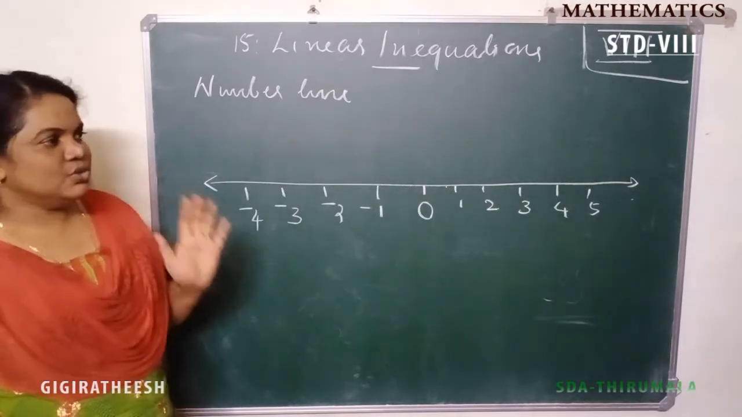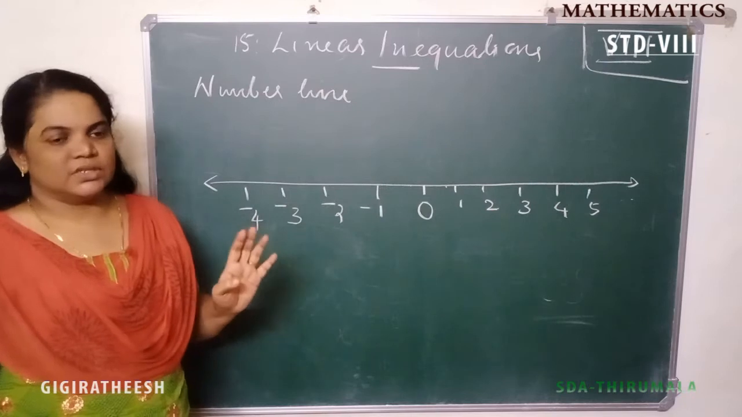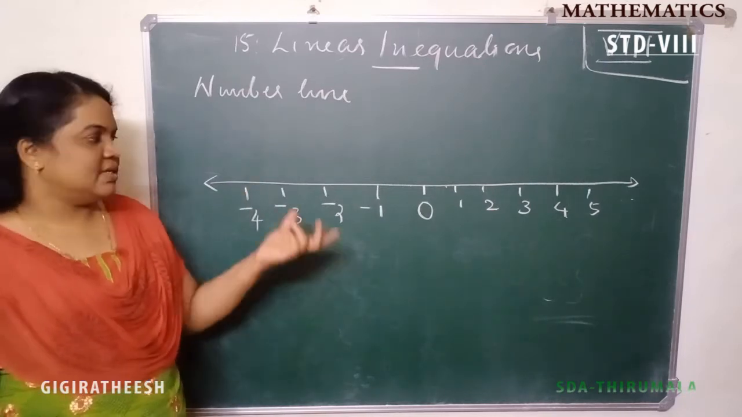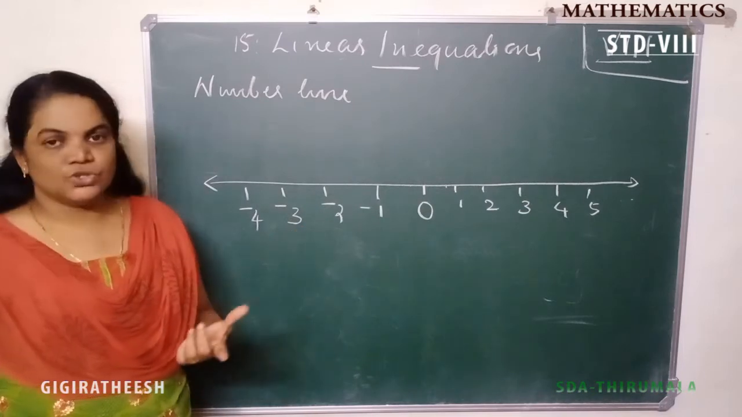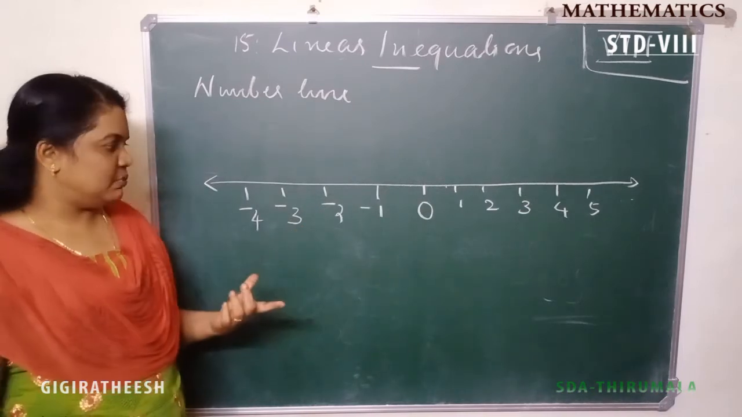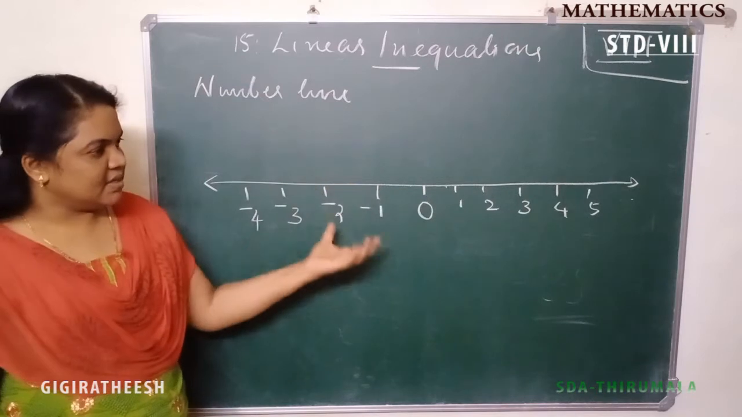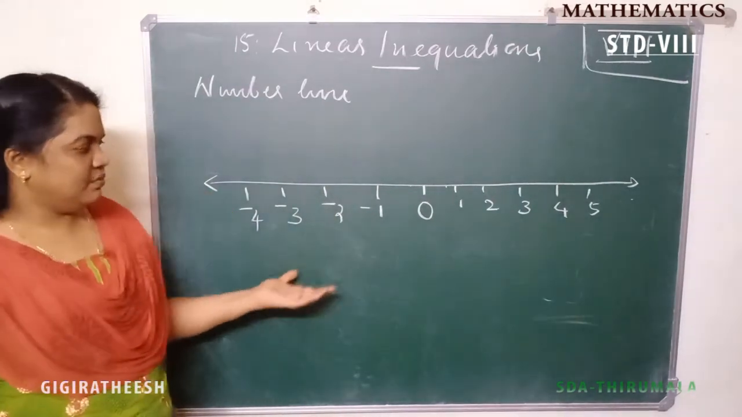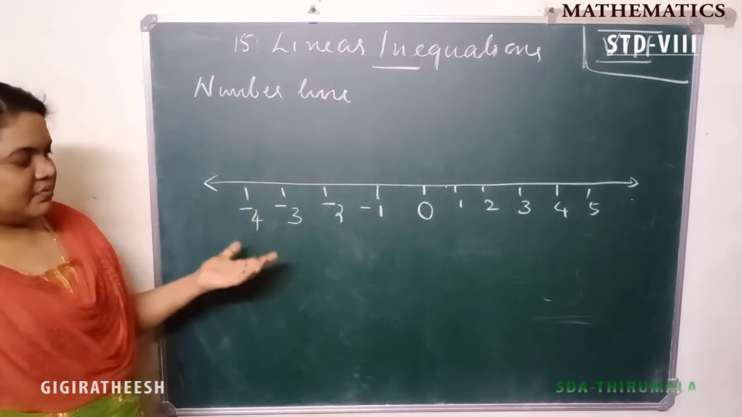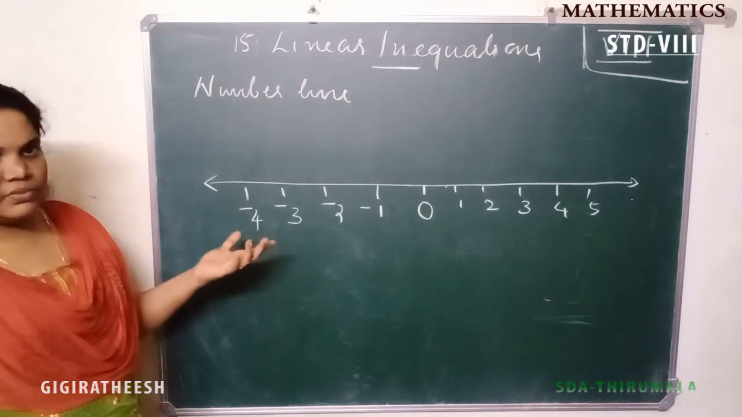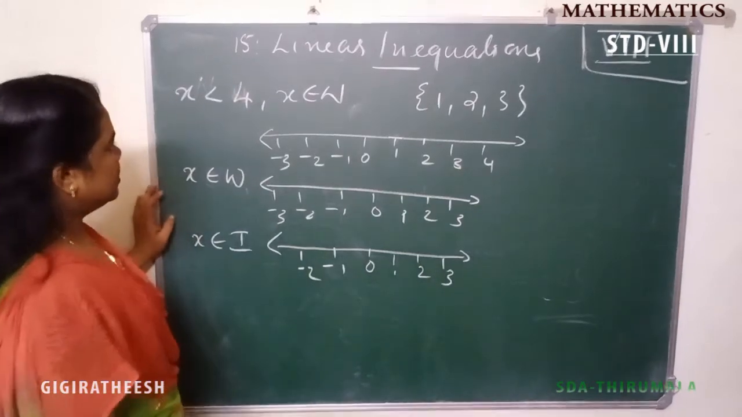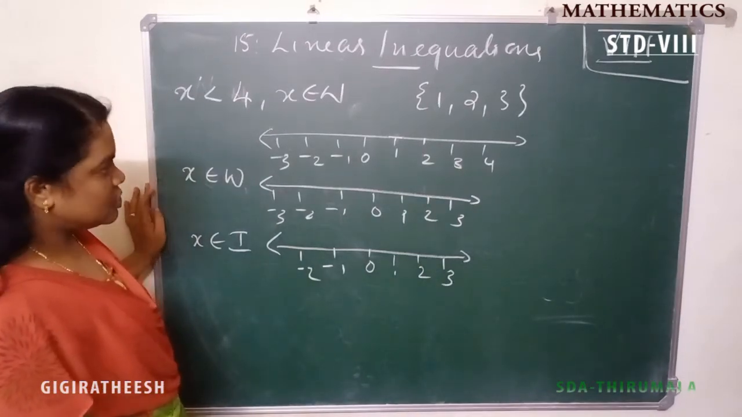And thus the solution of every inequation can be represented on this number line. So how can we represent that? Let's see by doing some problems. How can we represent a solution set on a number line?